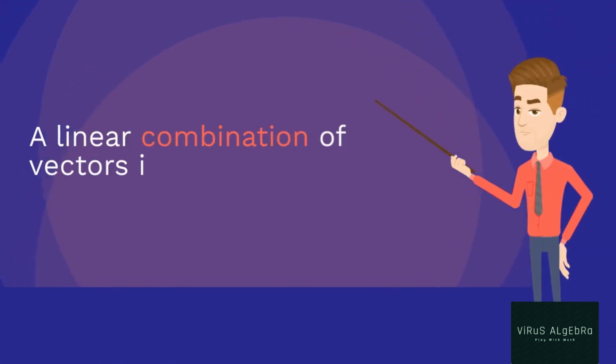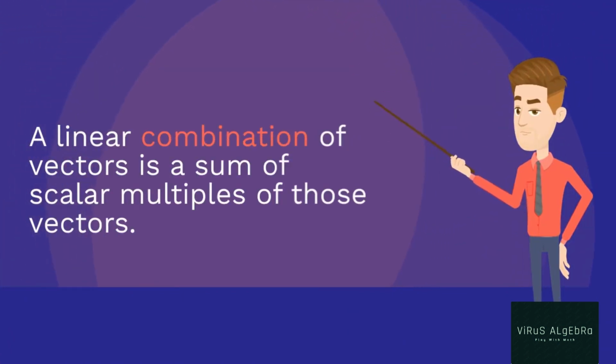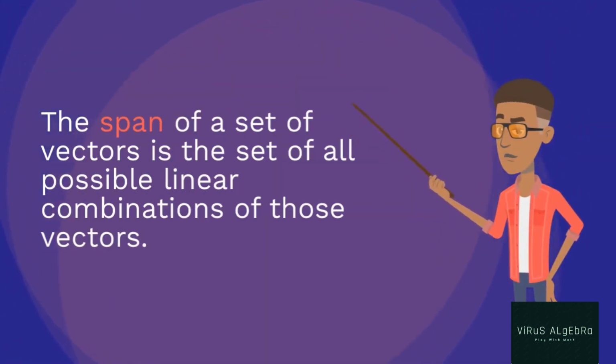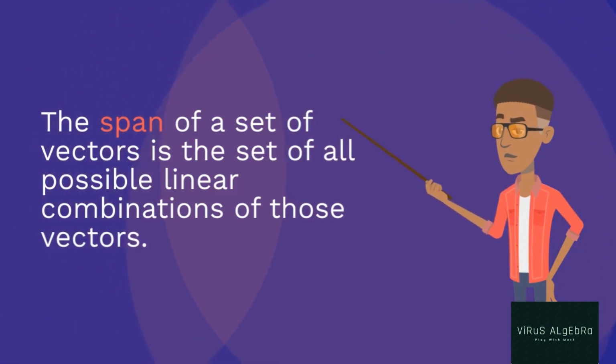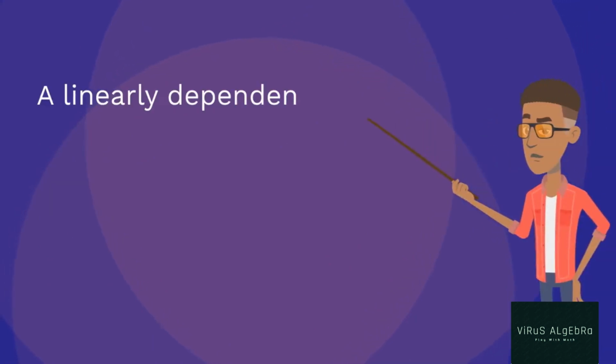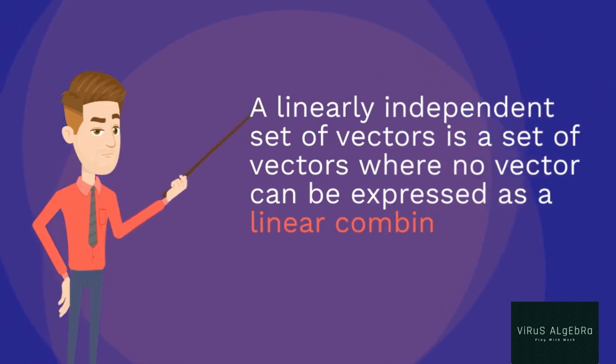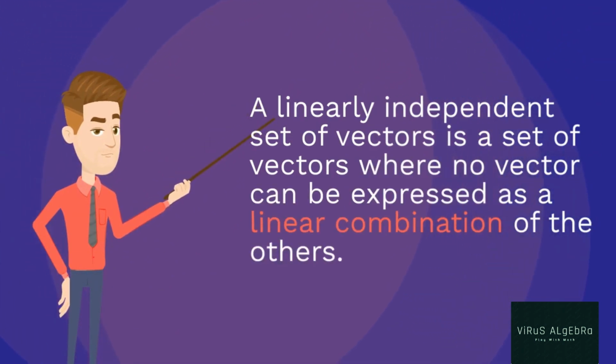A linear combination of vectors is a sum of scalar multiples of those vectors. The span of a set of vectors is the set of all possible linear combinations of those vectors. A linearly dependent set of vectors is a set of vectors where at least one vector can be expressed as a linear combination of the others. A linearly independent set of vectors is a set of vectors where no vector can be expressed as a linear combination of the others.